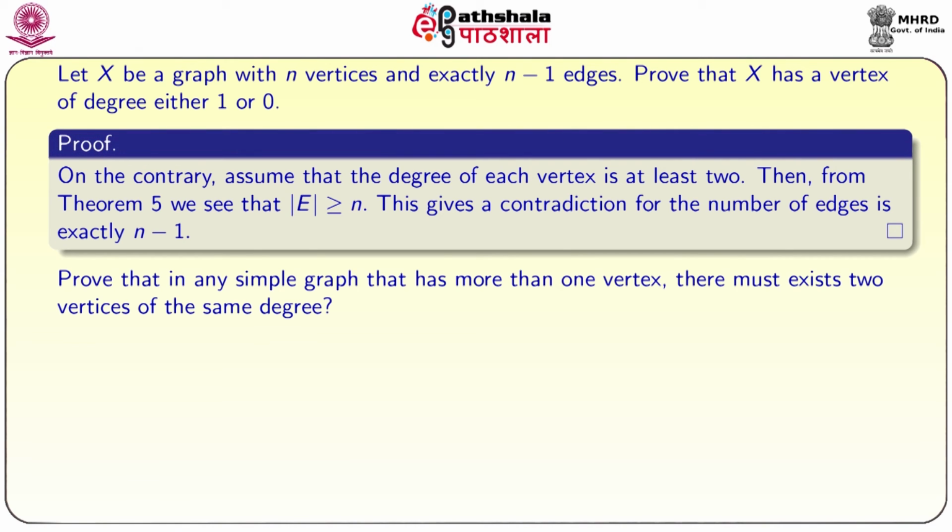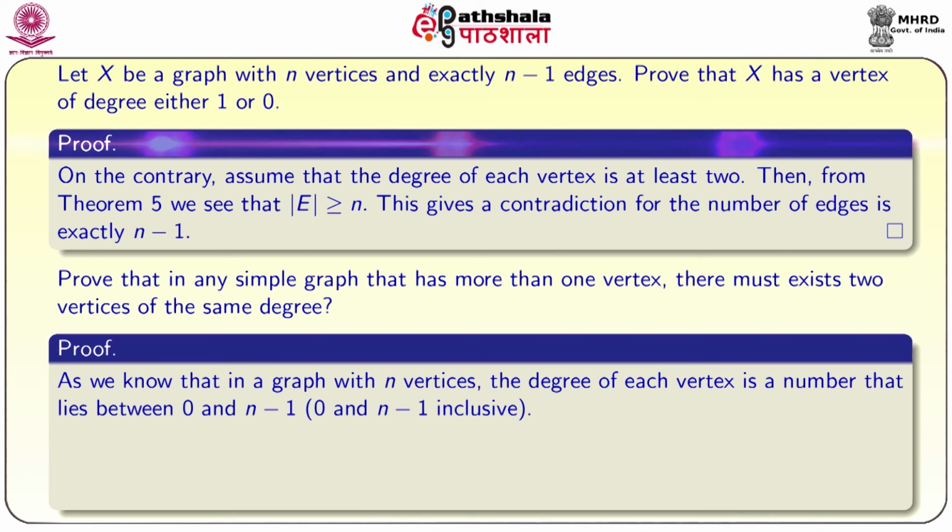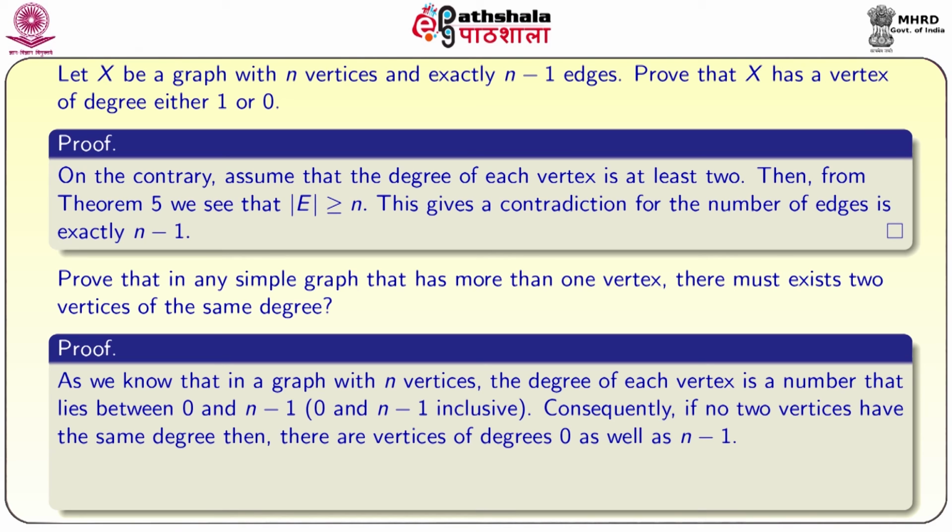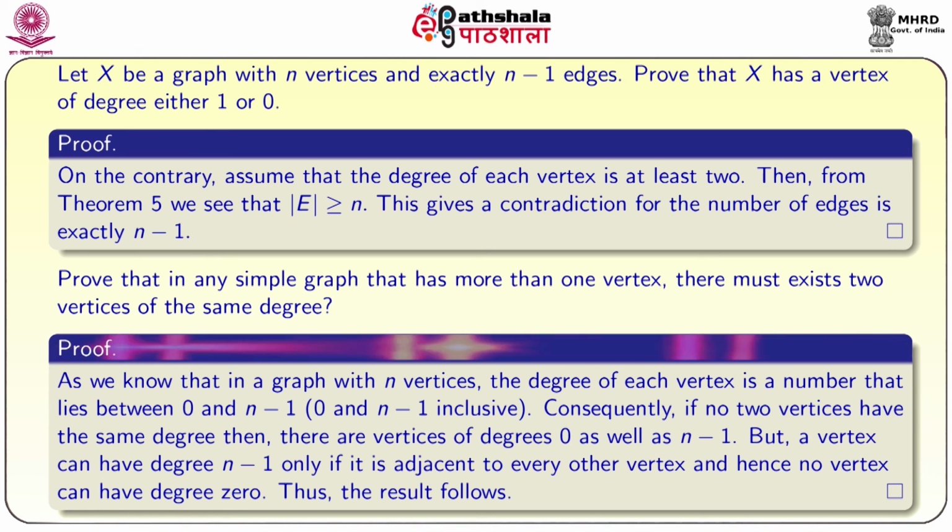Prove that in any simple graph that has more than one vertex, there must exist at least 2 vertices of the same degree. As we know, in a graph with n vertices, the degree of each vertex lies between 0 and n minus 1. So, the maximum degree of a vertex is n minus 1 and the minimum degree is 0. Consequently, if no 2 vertices have the same degree, then there are vertices of degree 0 as well as n minus 1. But a vertex has degree n minus 1 only if it is adjacent to every other vertex, hence no vertex can have degree 0. Thus, the result follows.